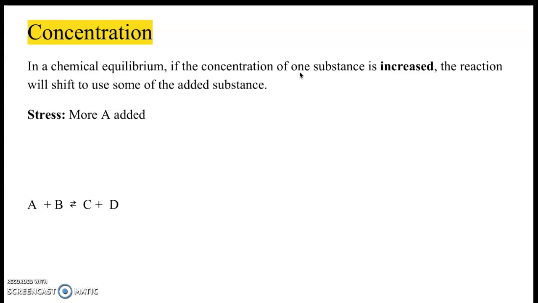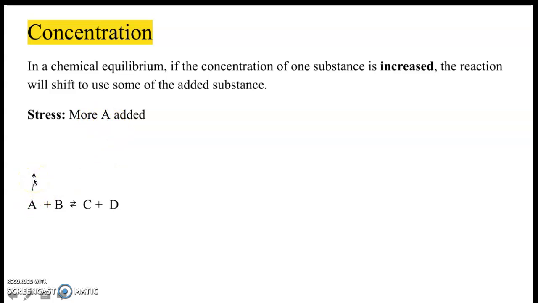So while I know many of you will want to memorize, oh, this causes a shift right or left, you can't memorize it that way. You have to remember what happens in that scenario. So again, this is your key point right here. If the concentration of a substance is increased, the reaction has to shift left or right in order to use that added substance. So for example, our stress, more A is added, so we're going to increase the concentration of A.